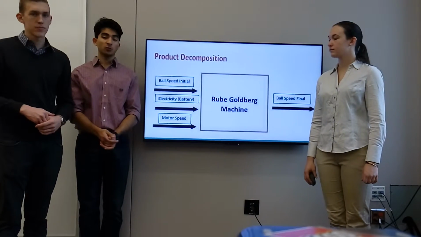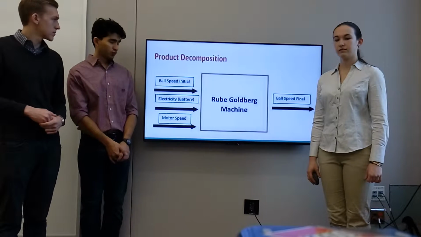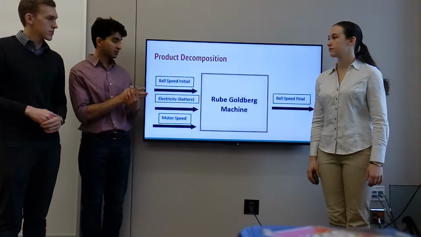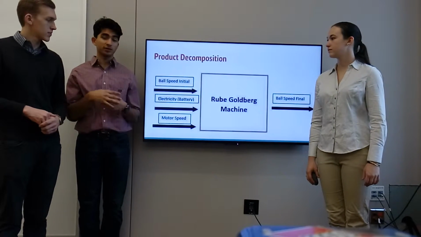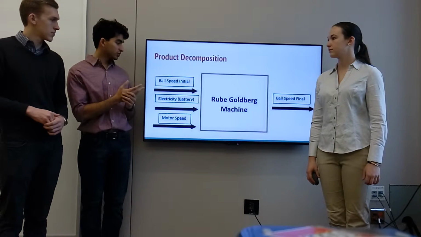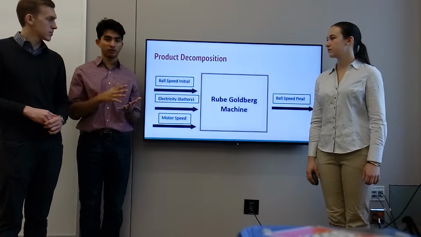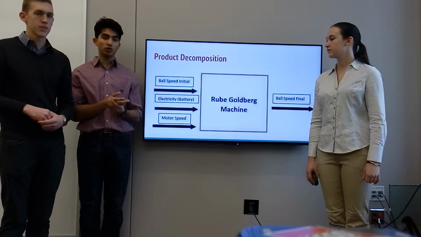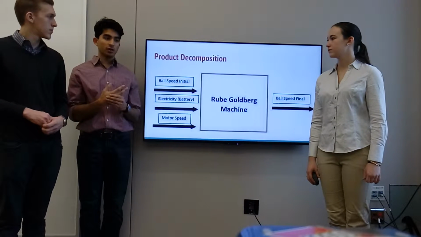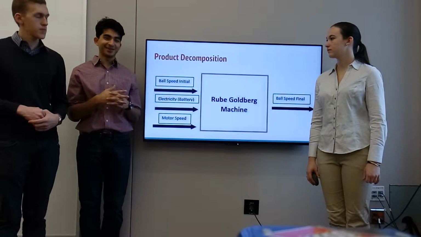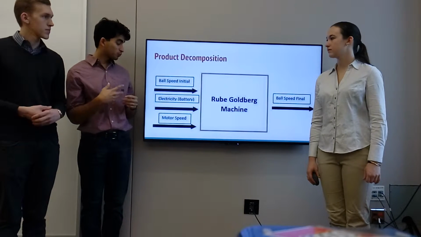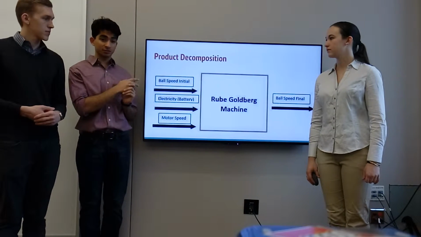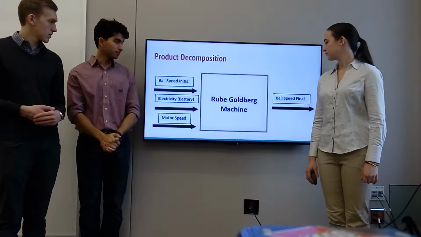For our product decomposition, we have 3 inputs into the system and one output, and these inputs include the speed of the ball, the speed of the motor, and the power to power the programming in the Arduino.